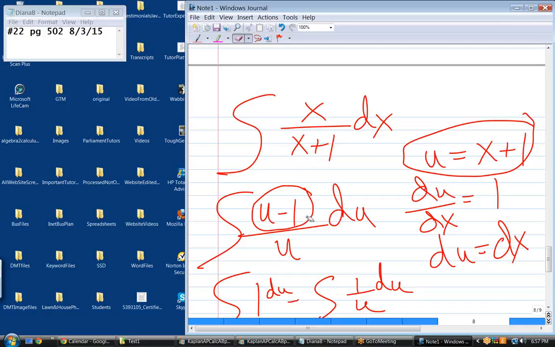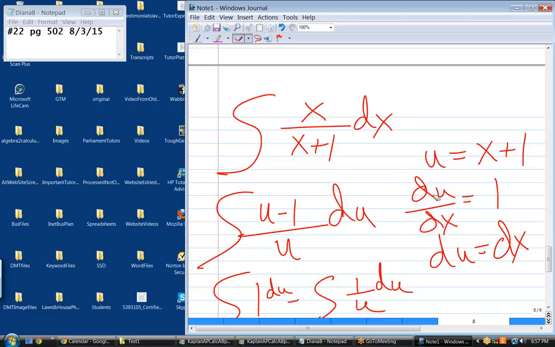Here's an integral I didn't know how to do, but I know how to do this one. They look similar, but they're not at all. This one has a single denominator. This one had a denominator with 1 being added to it. And that made all the difference in the world in terms of being able to integrate it.